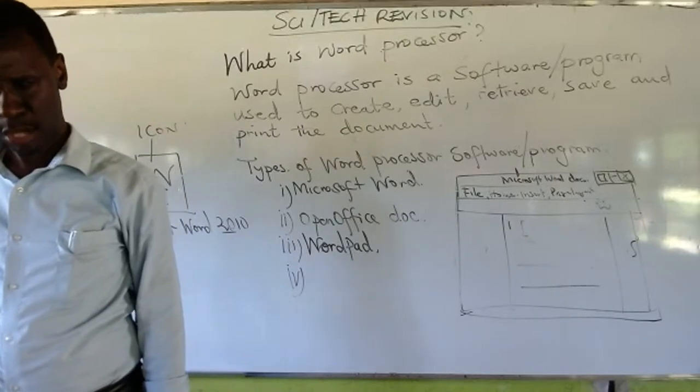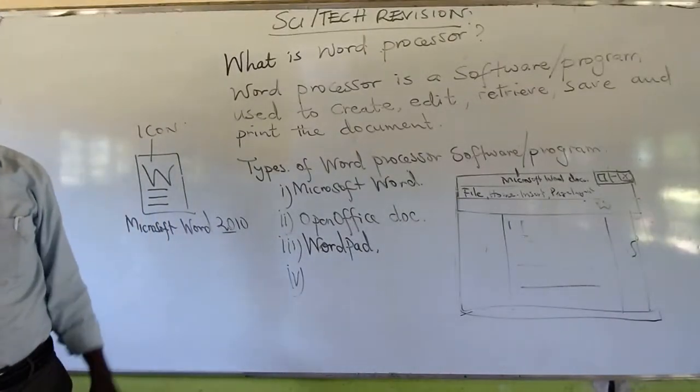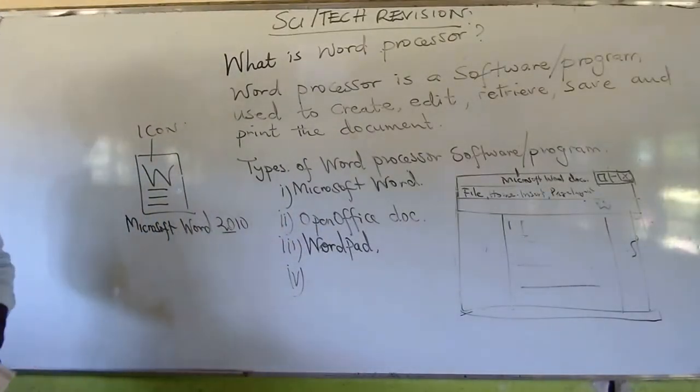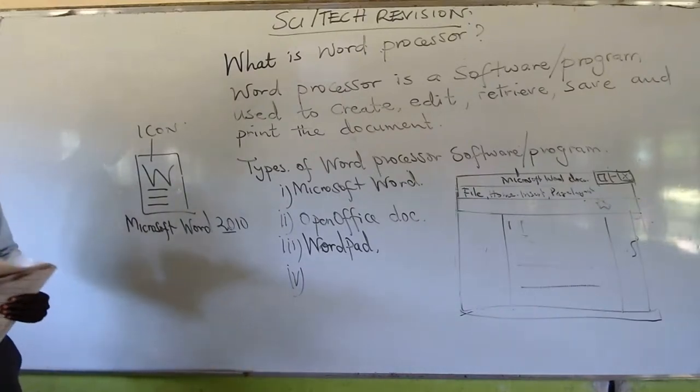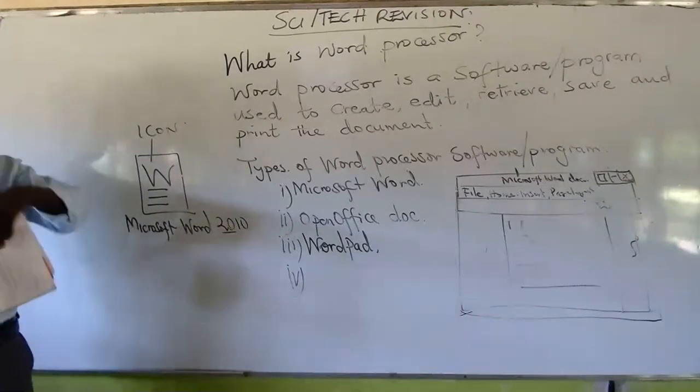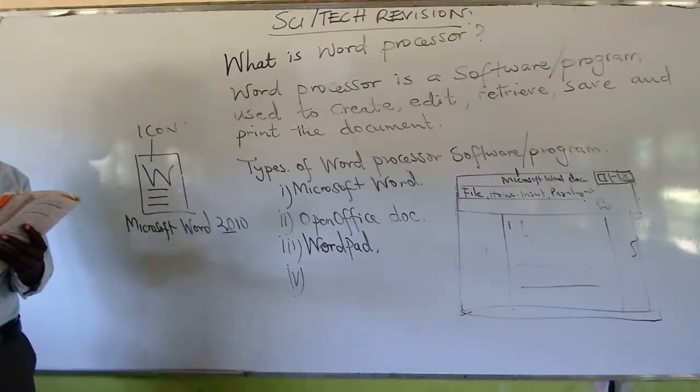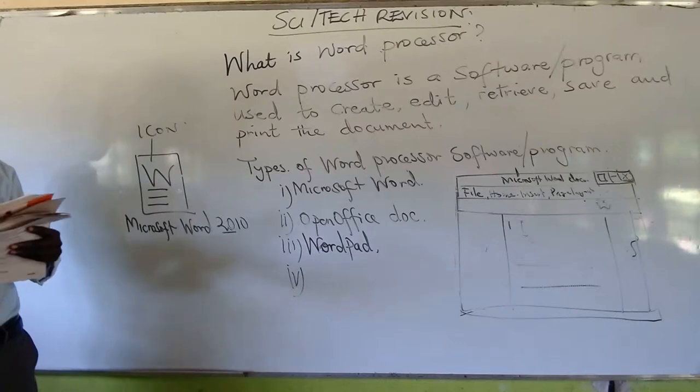Are we all together? Yes. Have you understood? Yes. Very correct. What else? What else? Number four, I think.